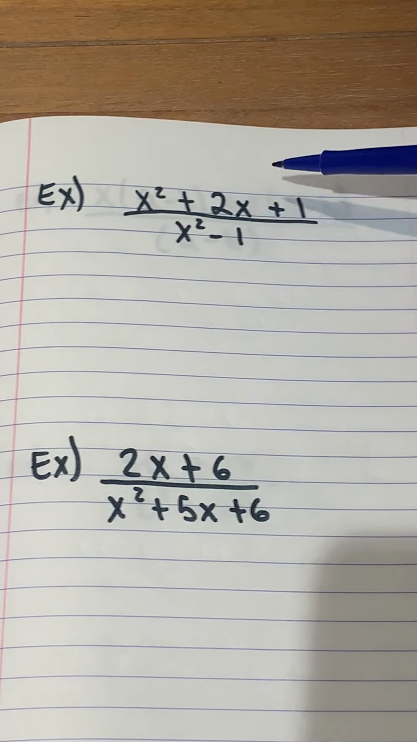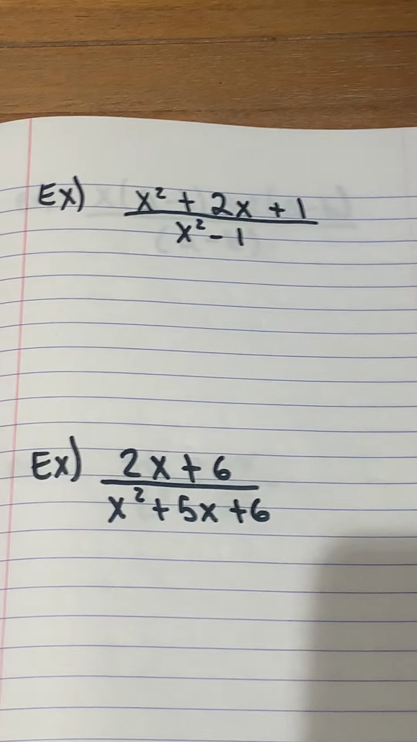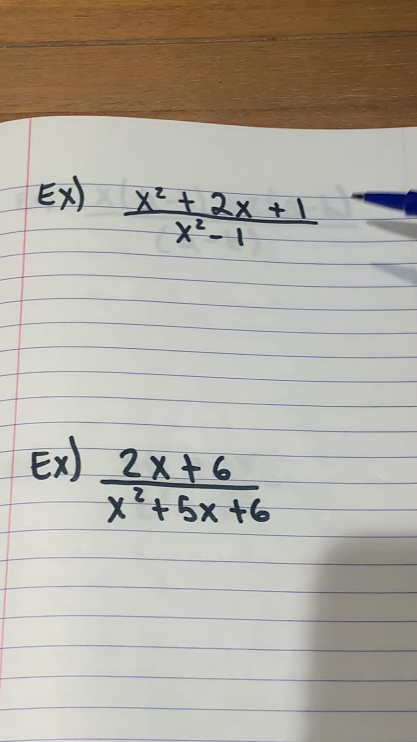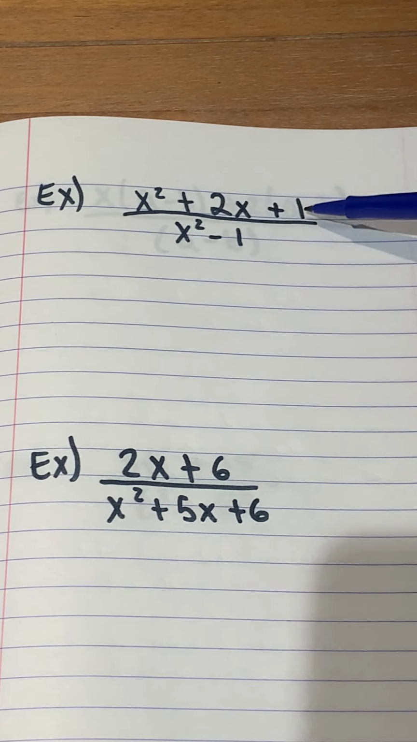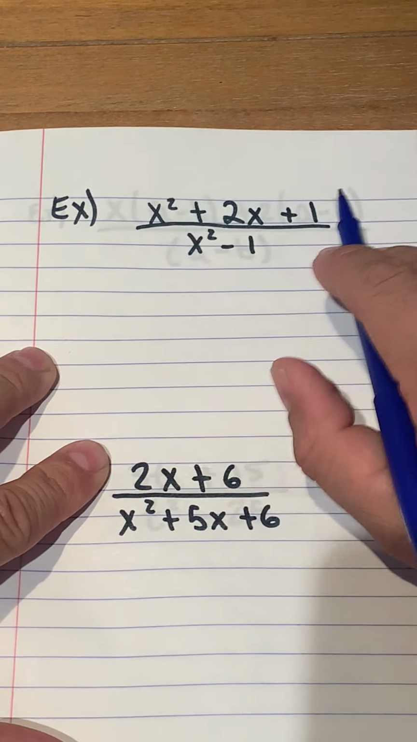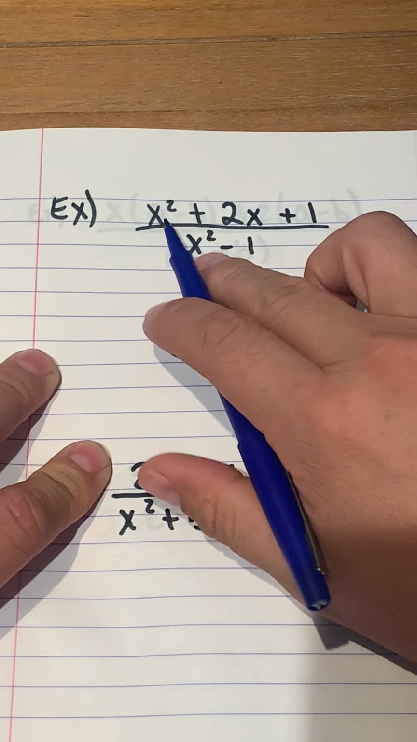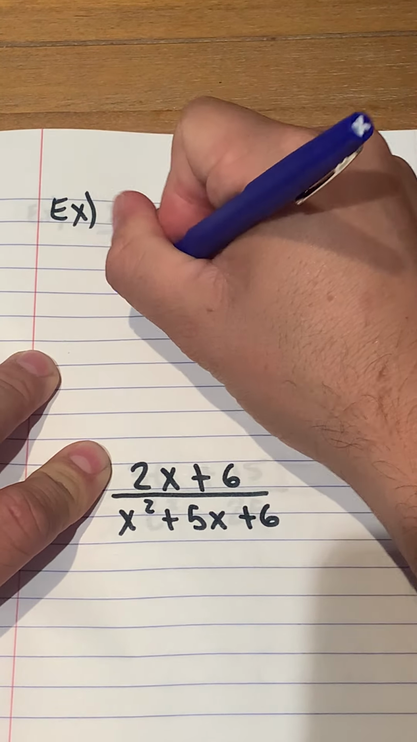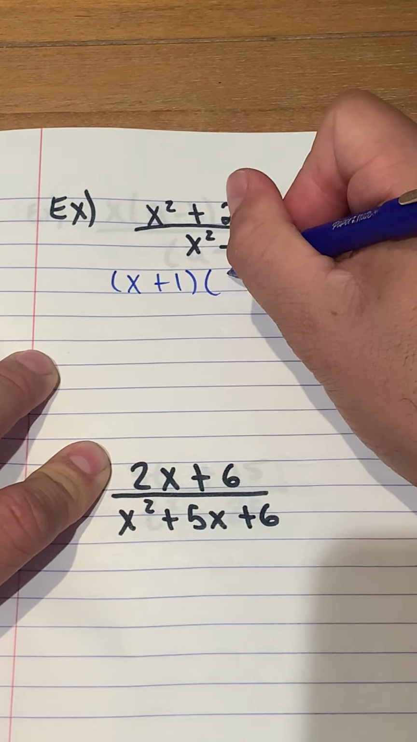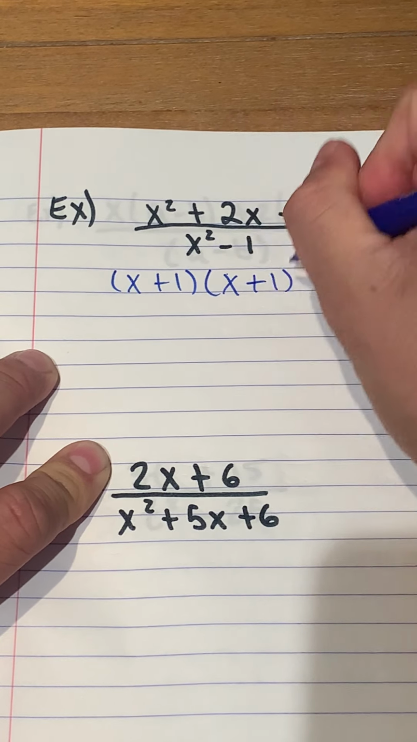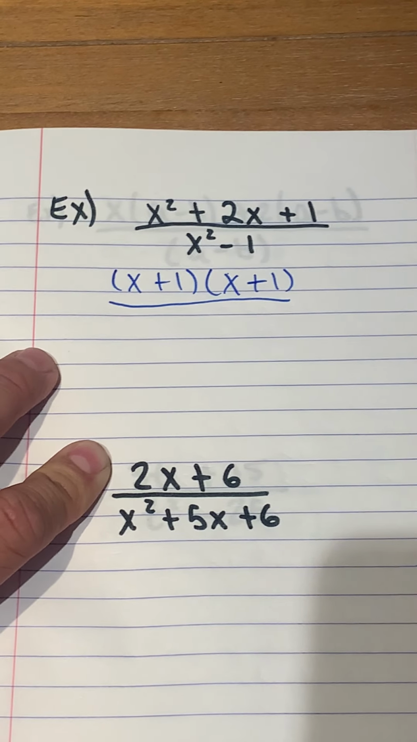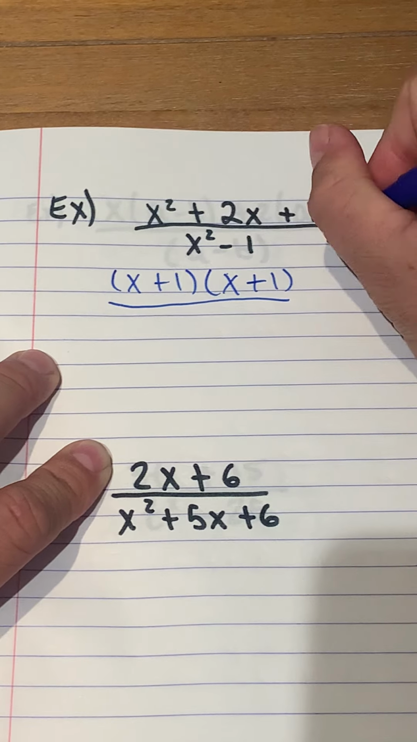So let's say we have x squared plus 2x plus 1 over x squared minus 1. First thing we have to do is factor the top term and the bottom term. If we factor the top part, what would we have? Parentheses x plus 1 times x plus 1 for the top part, over. Now remember, with x squared minus 1, that was the difference of squares.